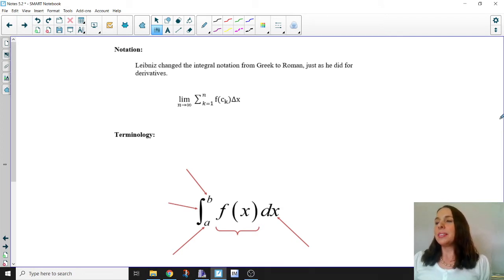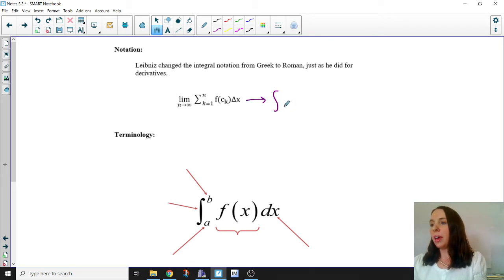Leibniz changed the integral notation from Greek to Roman just as he did for derivatives. So this definition that we see here for definite integrals gets changed to this. The limit of the summation gets turned into this S-looking symbol, S for sum, but it's like a stretched S.